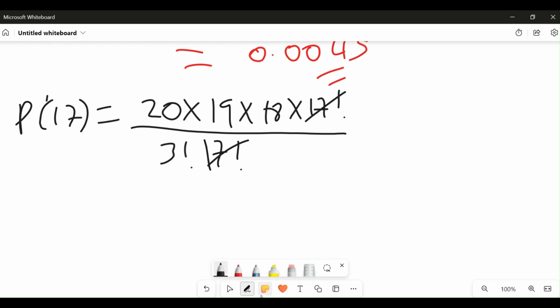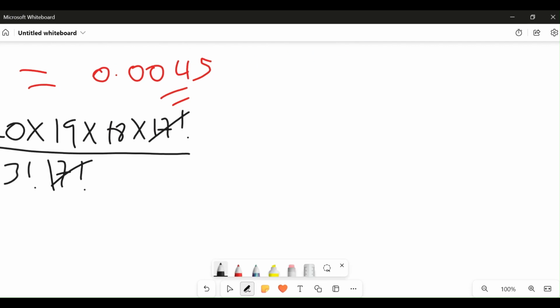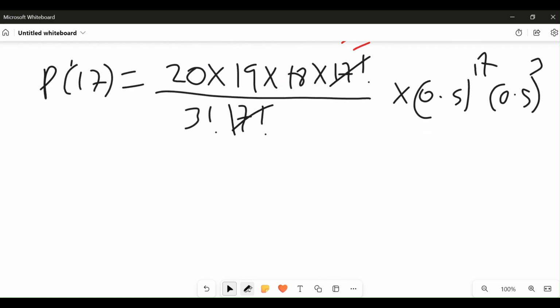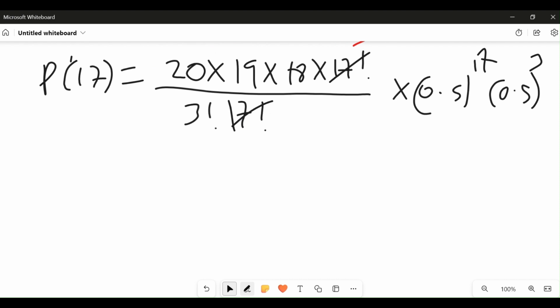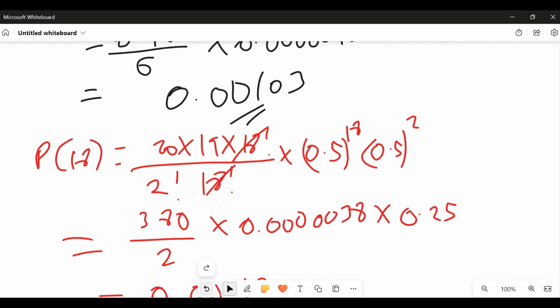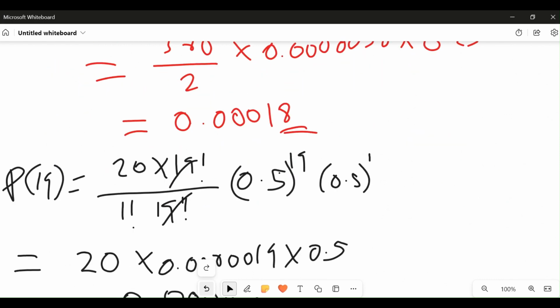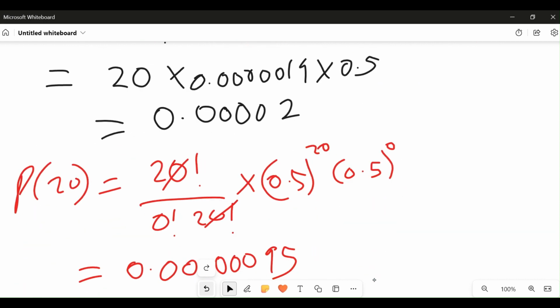So now we have 0.5 raised to the power of 17, times 0.5 raised to the power of 3. Okay, so now we can help ourselves out with the use of our calculator. We can find 20 times 19 times 18. Just apply your calculator, so you get the probability of 17 to be 0.00103. Same thing, probability of 18, you put it in the formula, you get 0.0018. You do the same thing for probability of 19, and exactly the same thing for probability of 20.